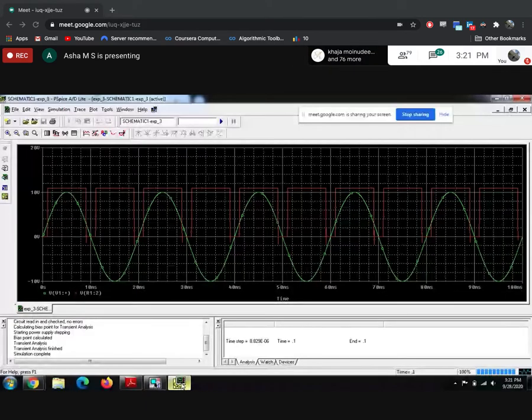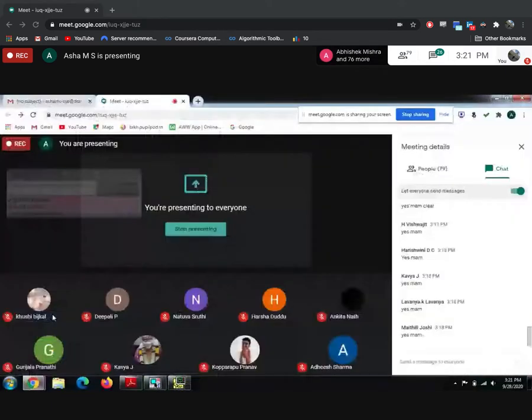Is anyone still facing the problem getting the output? I hope most of you got the output. Isn't it? Is anyone still facing a problem? If anyone is facing a problem, you can reply, not on WhatsApp, but in the chat box.